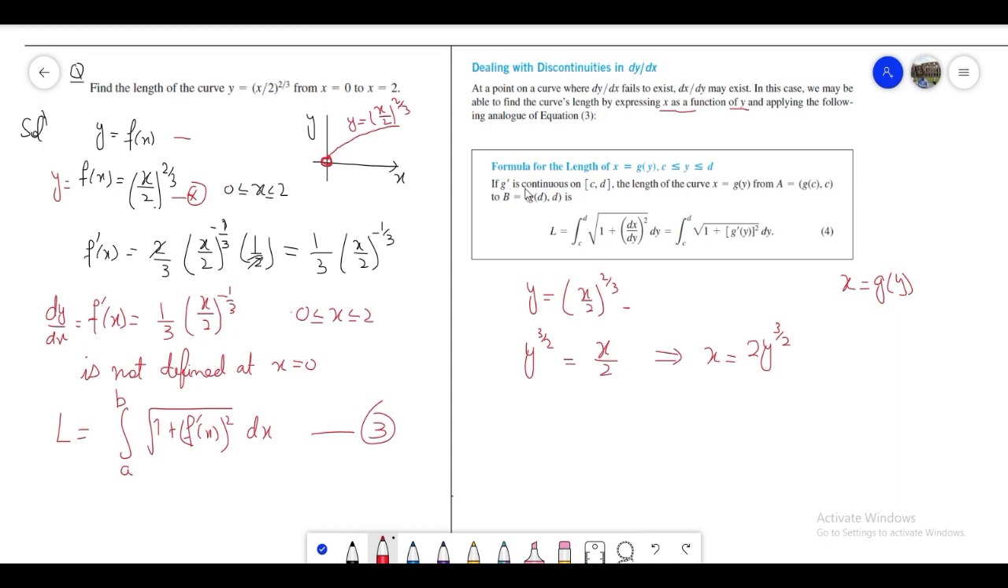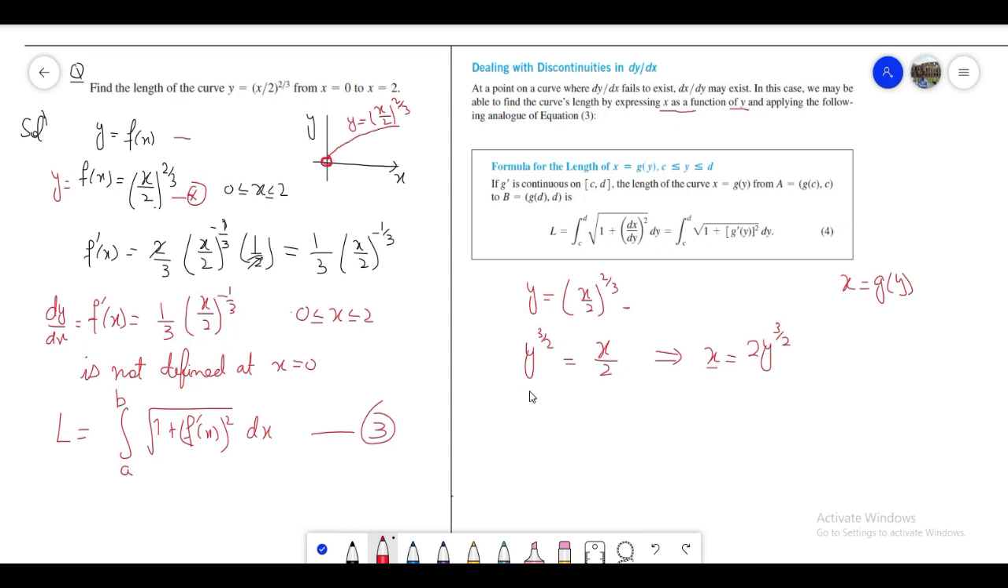If g' is continuous on the interval [c, d], the length of the curve x = g(y) from point A to point B is given by this formula. The only change here is that rather than computing the derivative with respect to x, we will compute the derivative with respect to y, provided that we first simplify the function in terms of x. So we have solved it for x. So x is equal to 2y^(3/2).